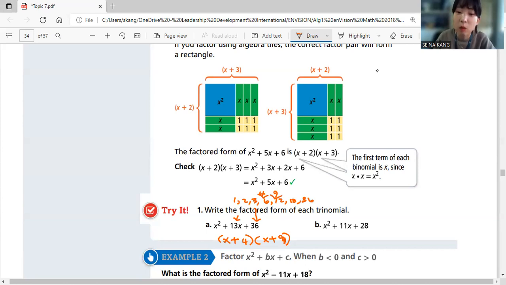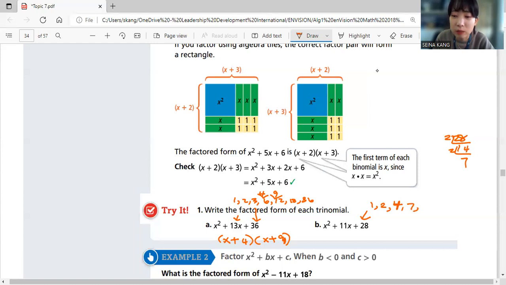Part B, what two factors multiply to 28 and add up to 11? So 28 has factors of 1. In order to make sure that we don't forget all the factors, I'm going to divide 28 by 2. And then divide that by 2. And then we have 7, right? So we have 2, and then 7, and then 4. Actually, 4 and 7, I want to write it in order.